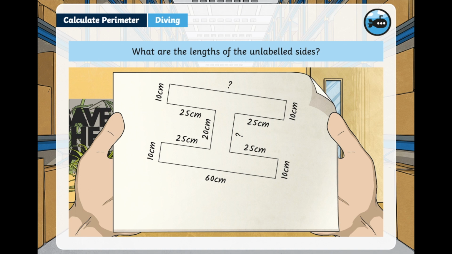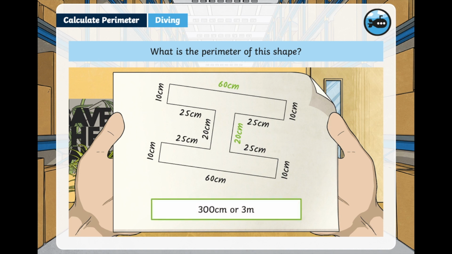What are the lengths of the unlabelled sides? So for the top one, if we were to look at the corresponding length on the bottom, we can see that that one is 60 centimetres, so the length on the top will also be 60 centimetres. And with the missing side on the right, again, we can see that there's a corresponding side on the left which is 20 centimetres, and so this one is also 20 centimetres. What is the perimeter of this shape? So if we add them all together, that is 300 centimetres or 3 metres.